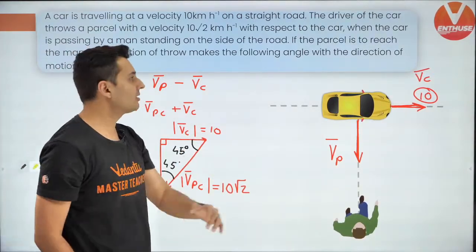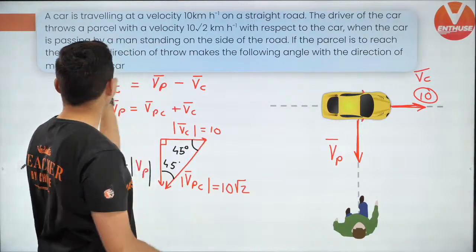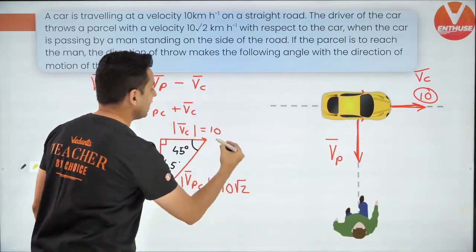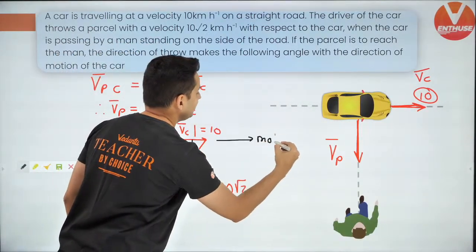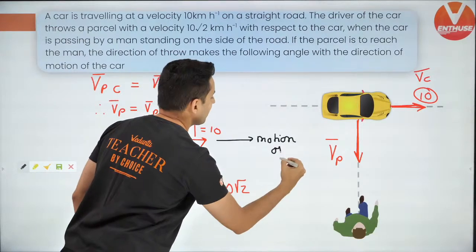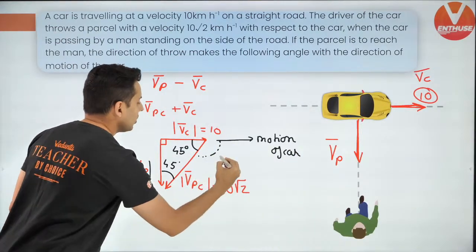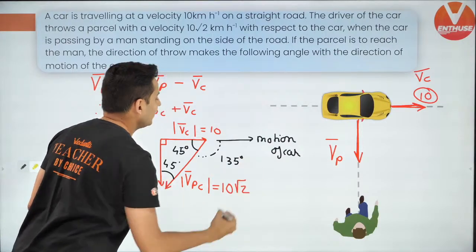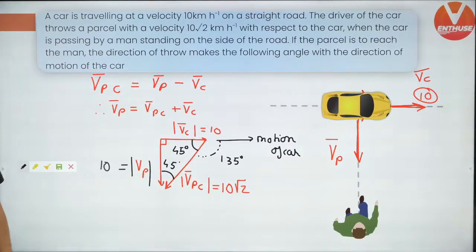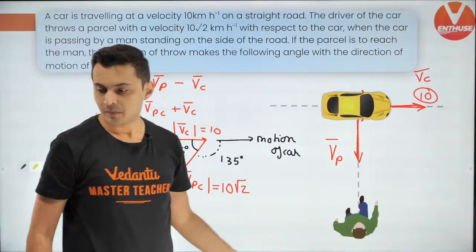The question asks, with the direction of the motion of the car, where is the car moving? The motion of the car is over here. So the question is, what is this angle? Obviously 135 degrees. That should be the answer. I hope this is clear.